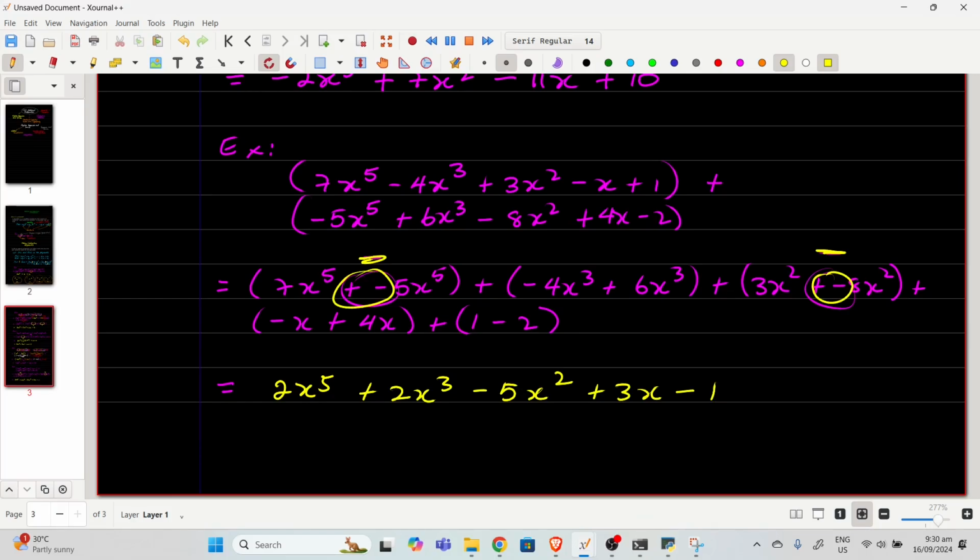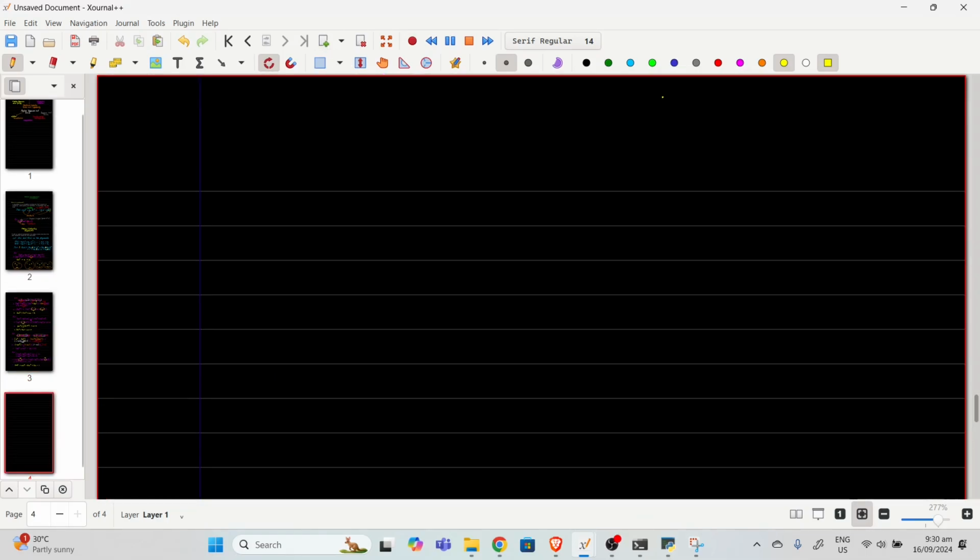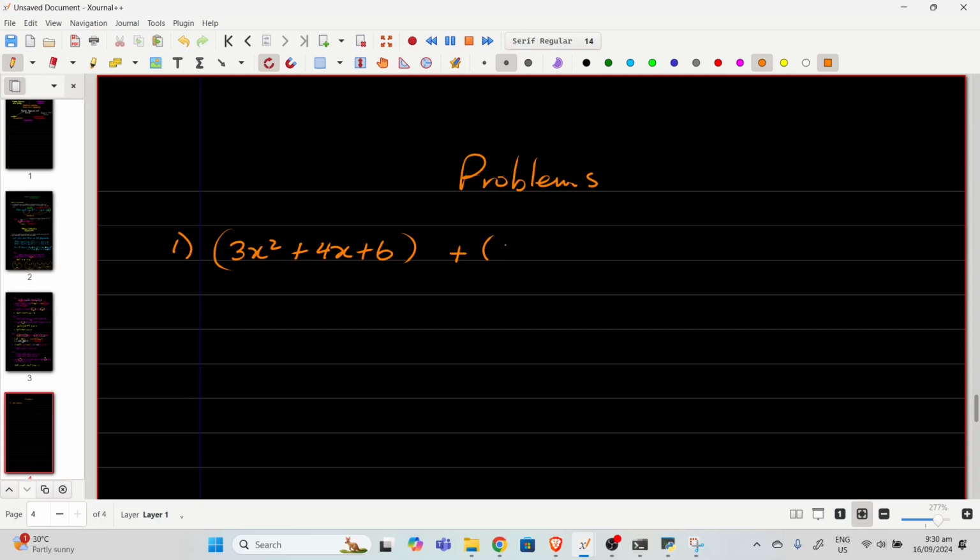So what I'm going to do now is give you some problems and see if you can solve them. I'm not going to give you the solution. Try and see if you can work it out. All right, so problem 1. We have 3x squared plus 4x plus 6, and we're supposed to add that to 2x squared minus 5x minus 4.